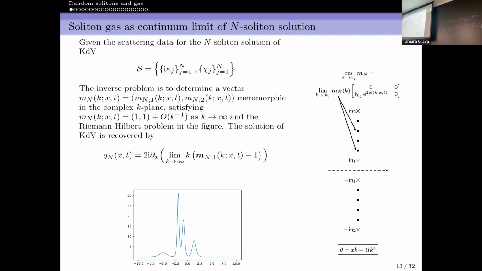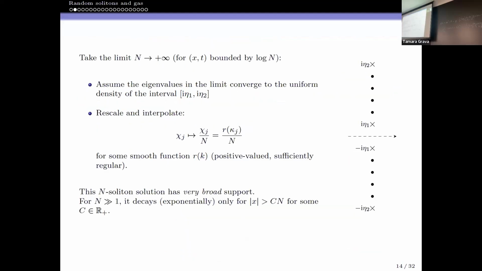So it's a meromorphic function which has poles. The residue conditions are specified by this limiting relation. Here the spectral data enter in kappa j and kj. We put a bunch of solitons in an interval between i eta 2 and i eta 1, and we put them at equal spacing. Here theta contains space and time. In this specific case, we have 4 solitons, and we want to send n to infinity.